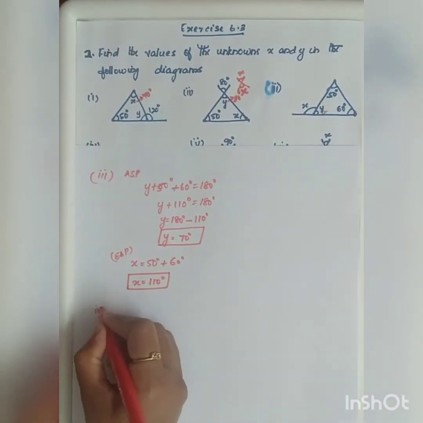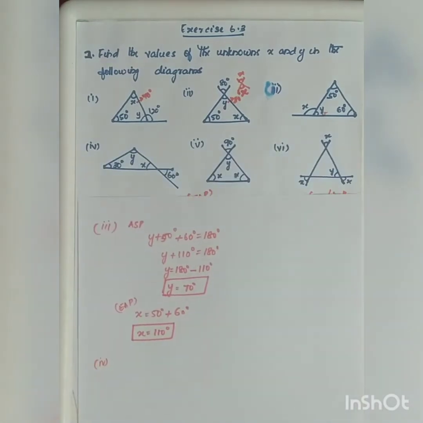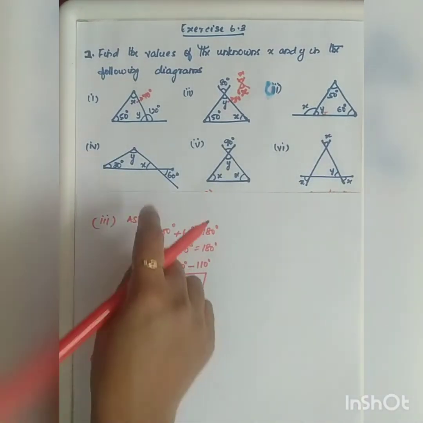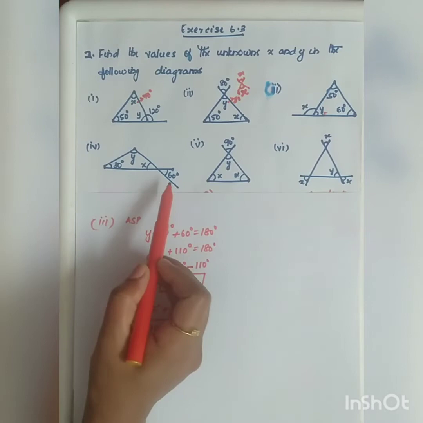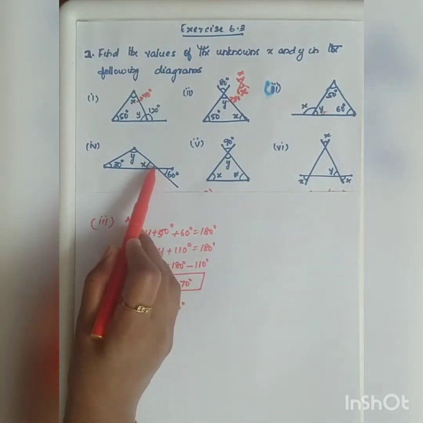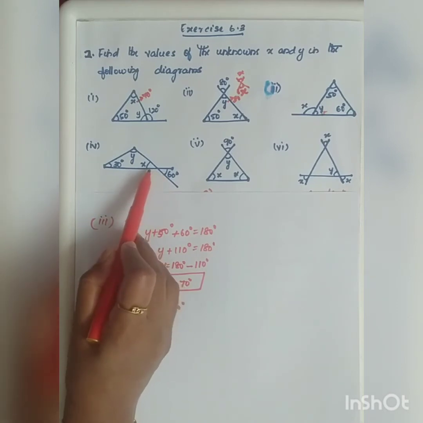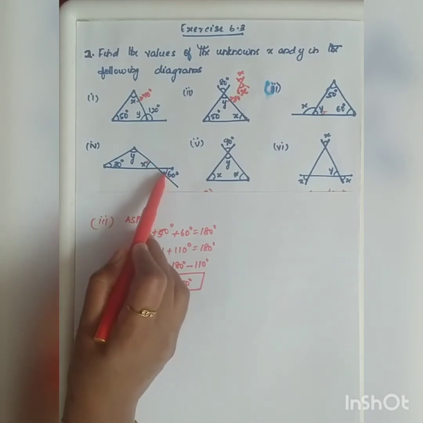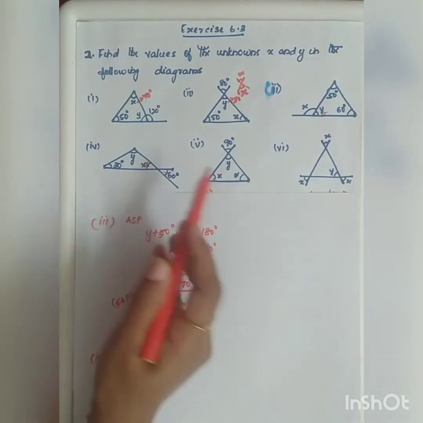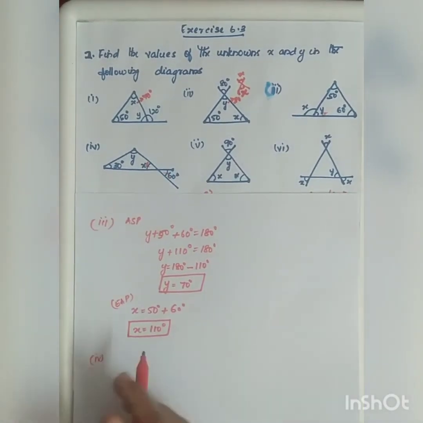So moving on to the fourth question. So what is our fourth question? So analyzing the diagram, here we have 60 degree. It's not a linear pair. So let us apply: vertically opposite angles are equal. So we get x is equal to 60 degree. This is also 60. So x also will be equivalent to 60 degree.